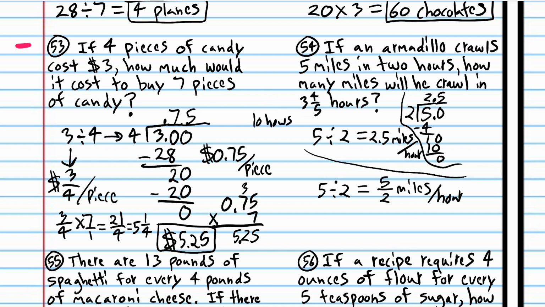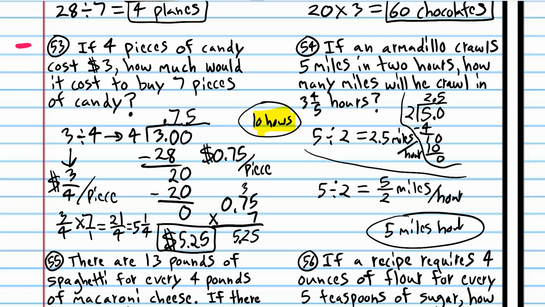Let's say that this number here, let's make a simpler number. Let's say that that's 5 miles per hour. So if he's moving for 10 hours at 5 miles per hour, do we multiply these two numbers or do we divide these two numbers?